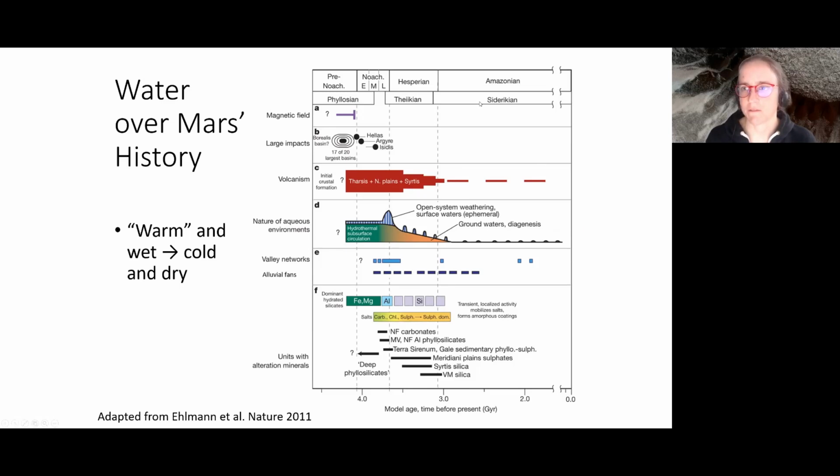We have no magnetic field, so low atmospheric pressure, there's a normal impact rate, there's minimal volcanic activity, and we don't have any evidence of these large aqueous systems. And also we have no evidence for the production of alteration minerals during this time. So Mars evolves from a relatively habitable planet towards what we see at the present day, which is a sort of desert-like surface.